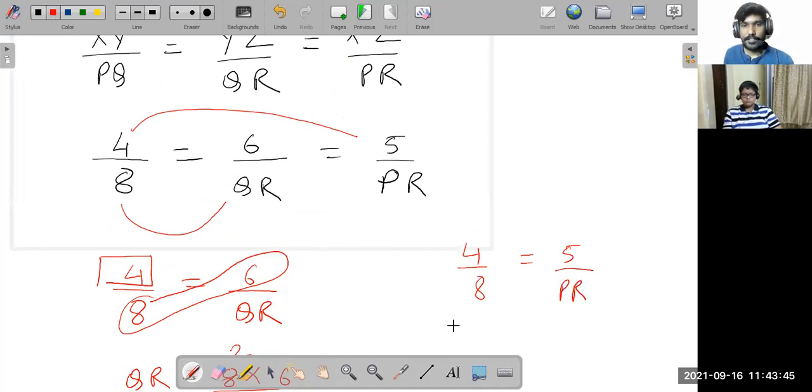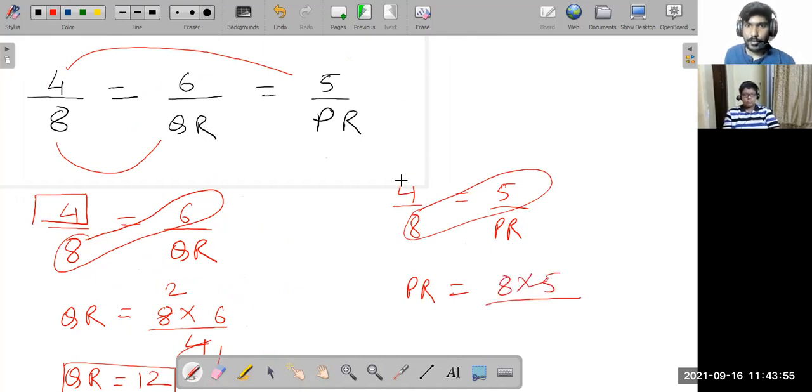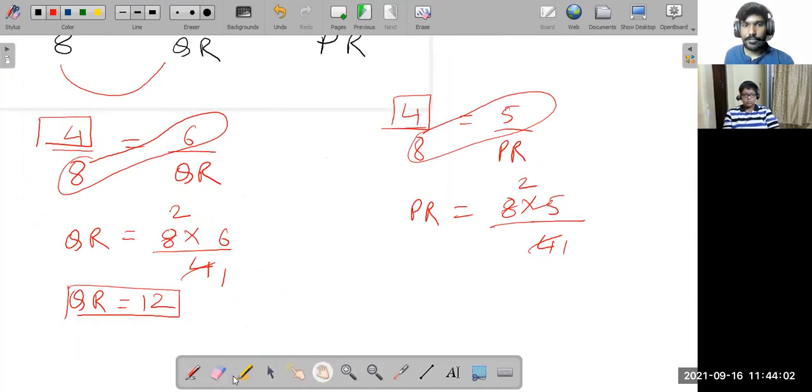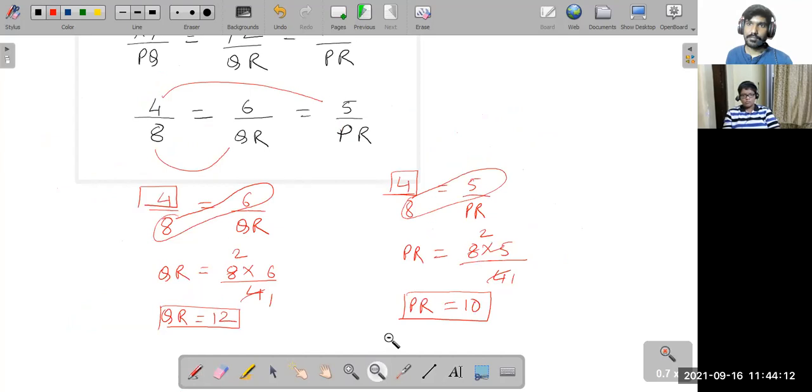Upon PR, same thing, do cross multiplication here. So you have PR is equal to 8 into 5 divided by 4. 4 ones are 4, 4 twos are 8. And you have 2 into 5, which is 10. The length of PR is equal to 10. Did you understand this?